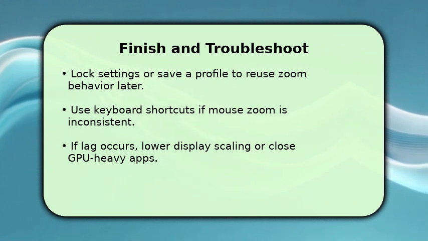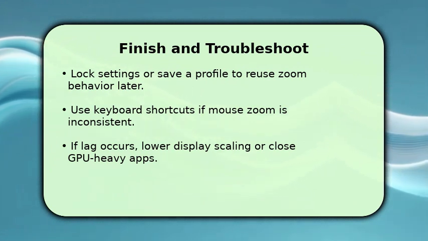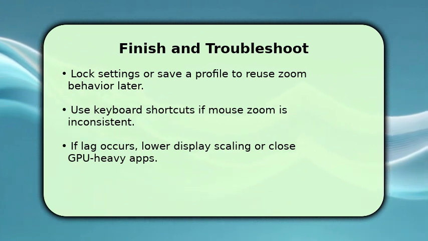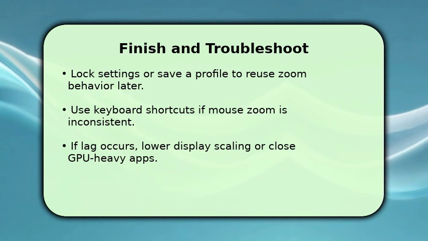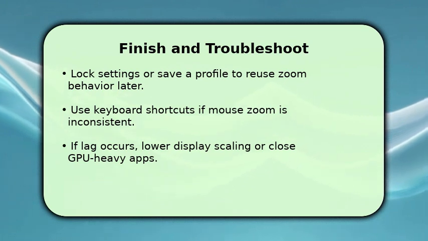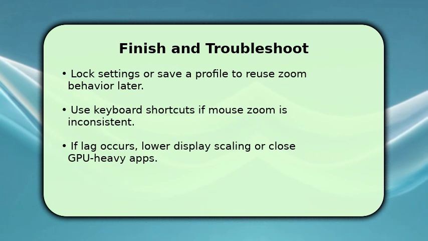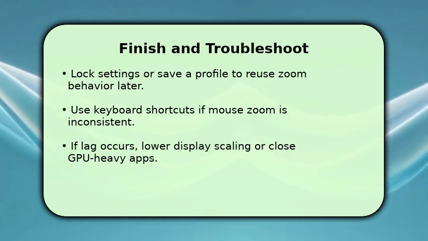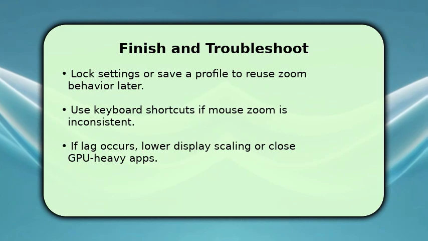Make sure to test across apps because some ignore system zoom. If the mouse zoom behaves inconsistently, update drivers and try another USB port. A key troubleshooting tip: reduce display scaling or close graphics-heavy programs to eliminate cursor lag and stuttering while zooming.